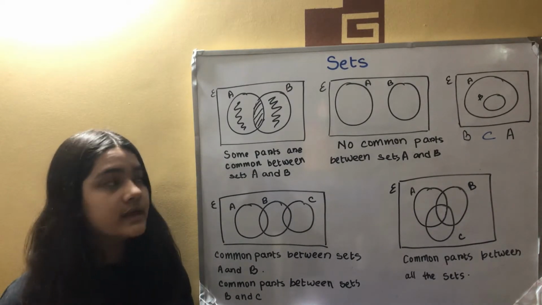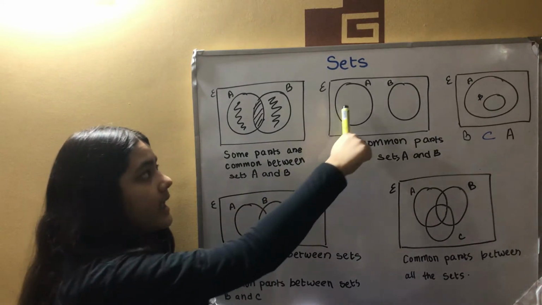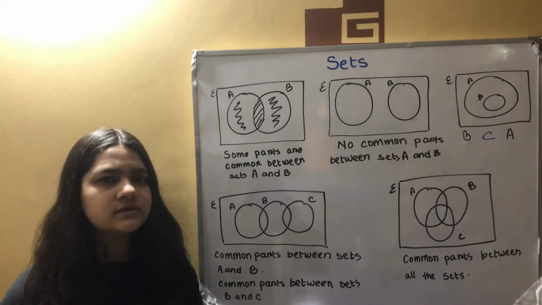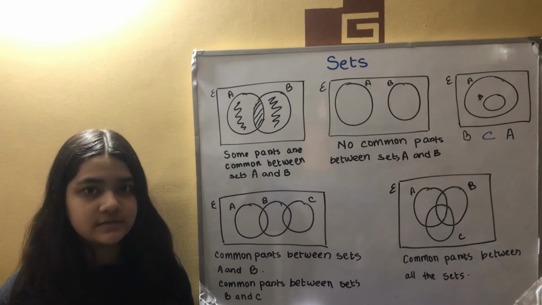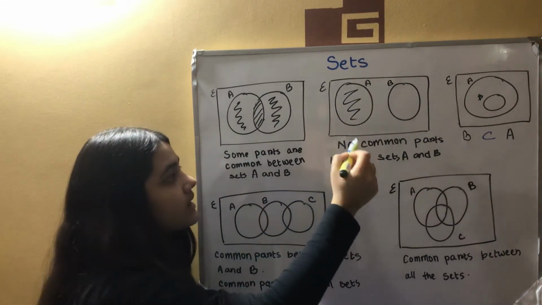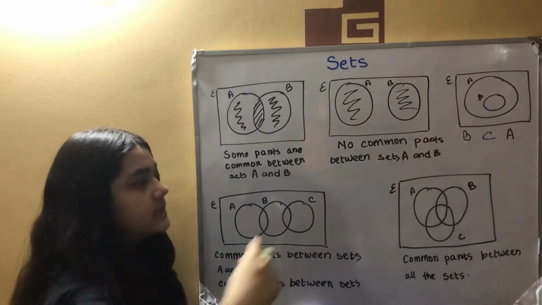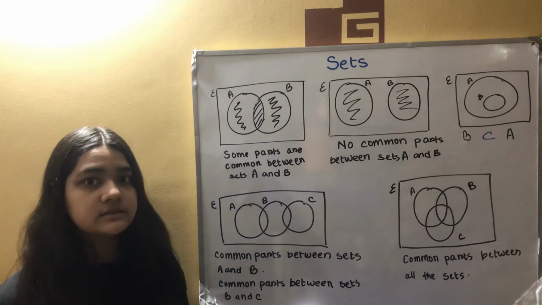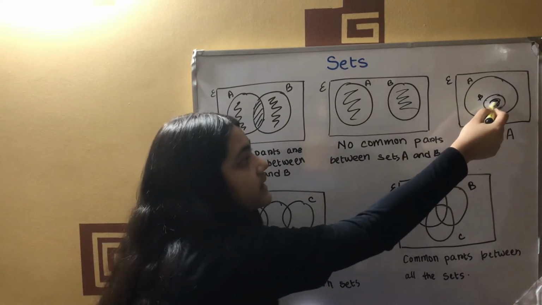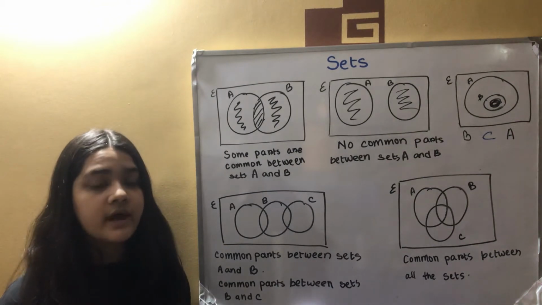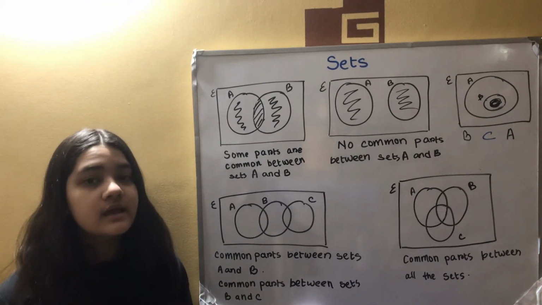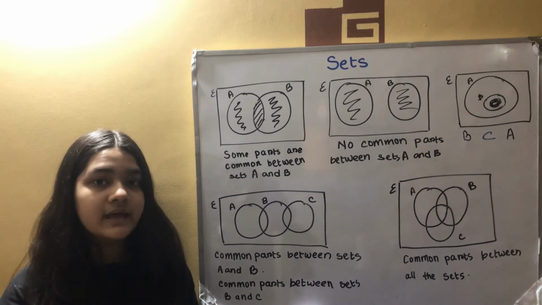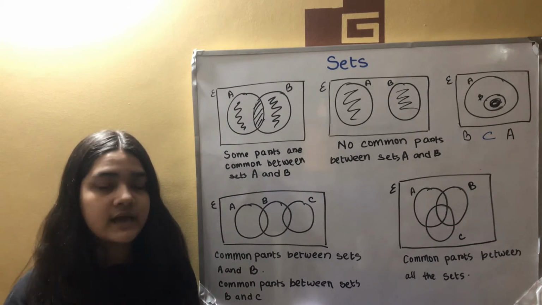And the next one is a Venn diagram where set A and set B are totally separated. That means there is no common part between set A and set B. All the parts of set A are totally different from all the parts of set B. After that we have B is a subset of A. That means all the region of set B is there in set A. However, all the regions of set A are not common in set B. We have set A and we have set B, and set B is a set which is inside set A.